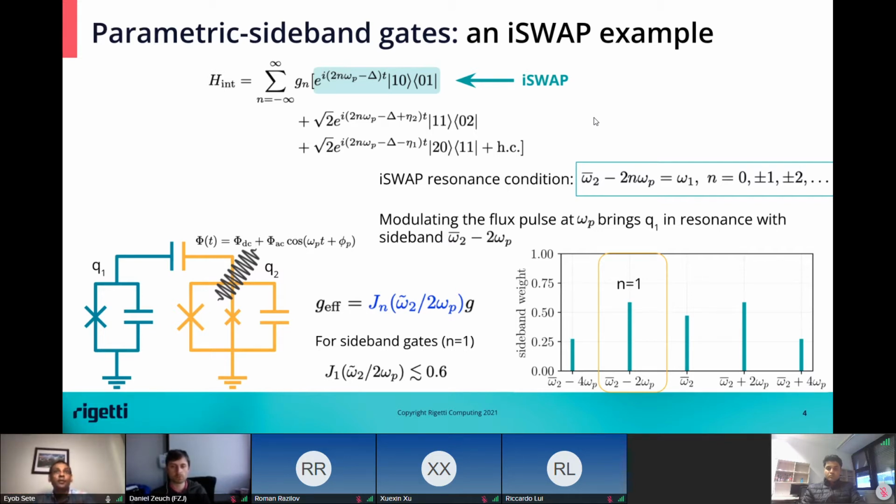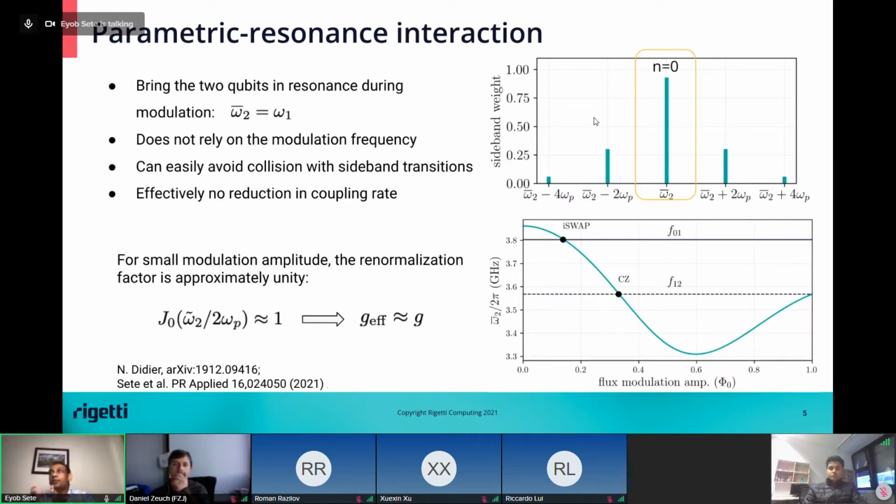Now, how do we activate the parametric resonance gate? Instead of using sidebands, if we use the main resonance, literally the average frequency of the qubit, we can activate this gate. So, for example, here I'm showing the average frequency of one of the qubits, usually the higher frequency qubit, and this black line shows the frequency of the other, unmodulated qubit. So this is the F01, and this is the F12 transition. Whenever the average frequency of the qubit matches the F01 transition of the other qubit, when you bring them into resonance, you get iSWAP. And when you bring the same F01 transition, the modulated one, to the 1-2 transition of the other qubit, you get a CZ gate, right?